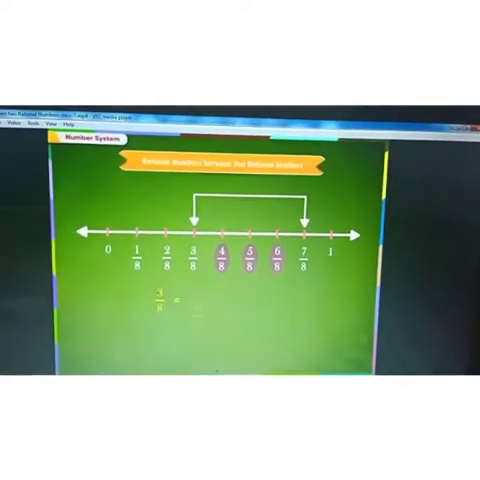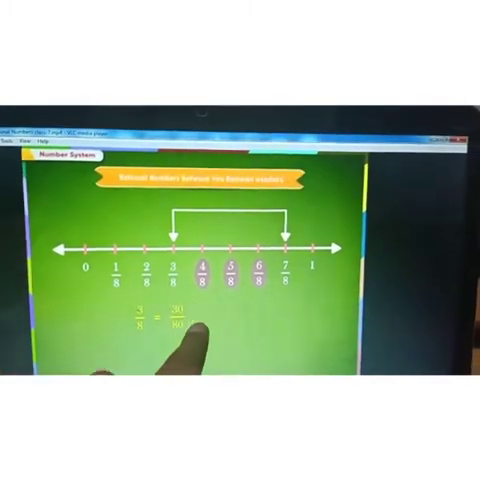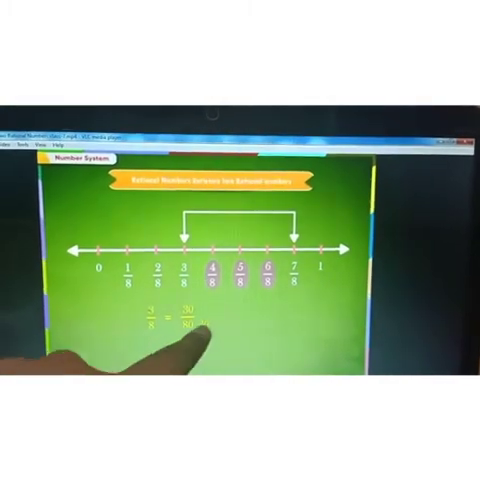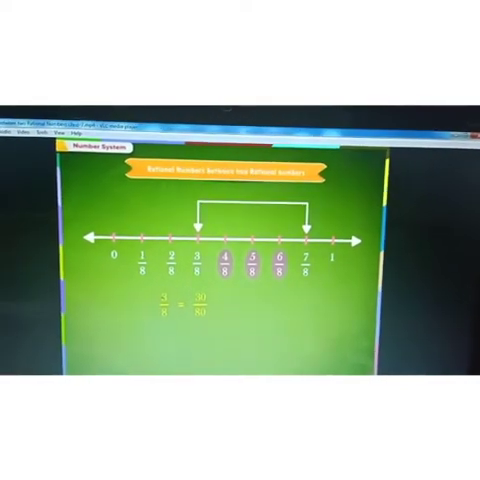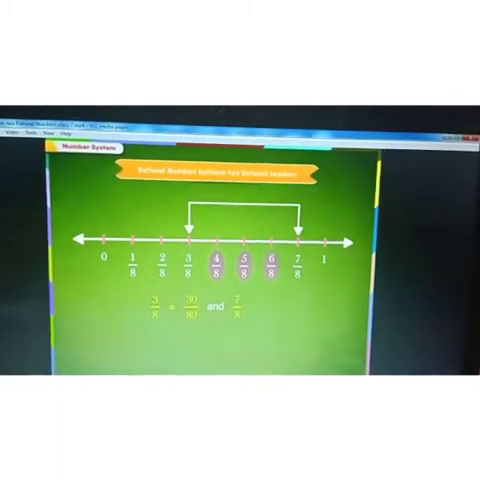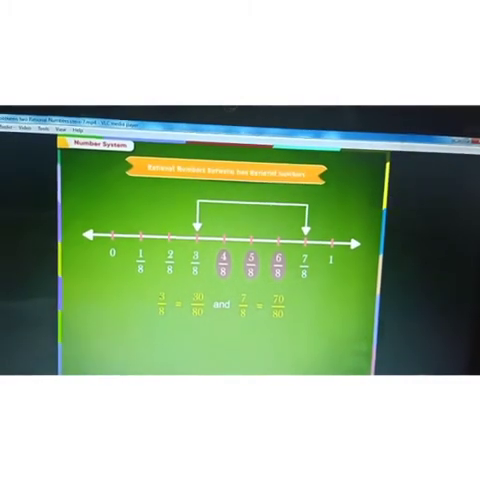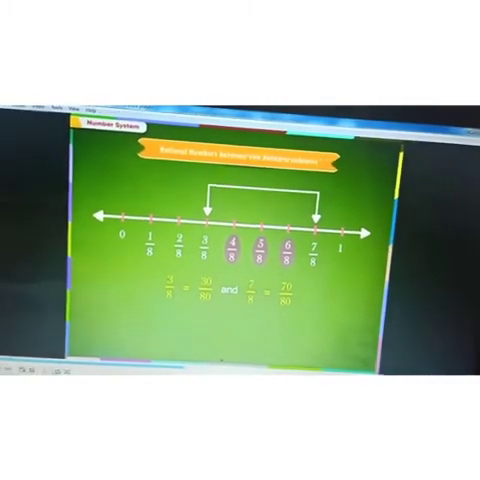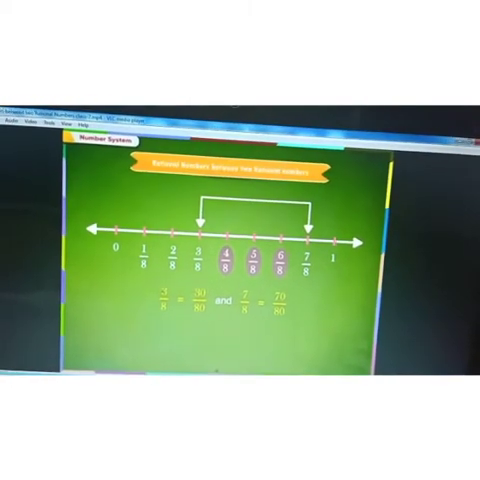3 by 8 can be written as 30 by 80. Yes, the zero will cancel. Similarly, 7 by 8 can be written as 70 by 80. So can you tell me the numbers between 30 by 80 and 70 by 80?